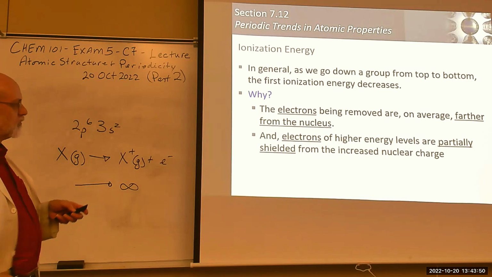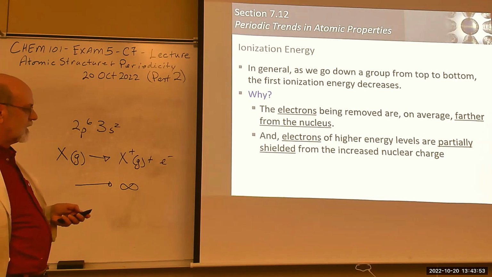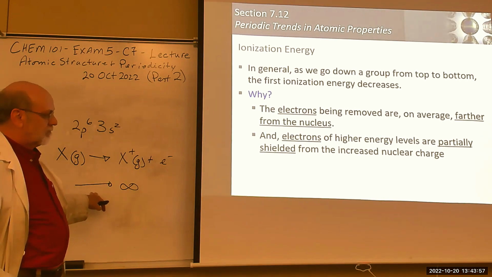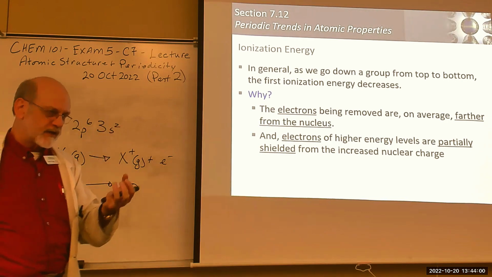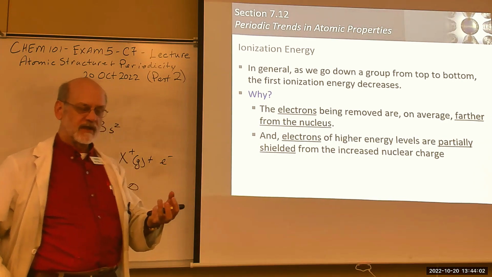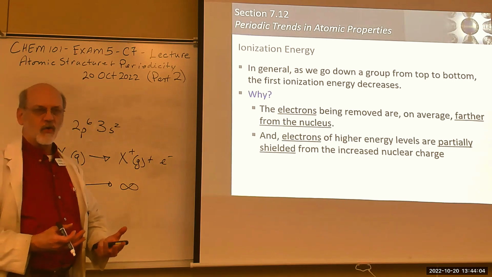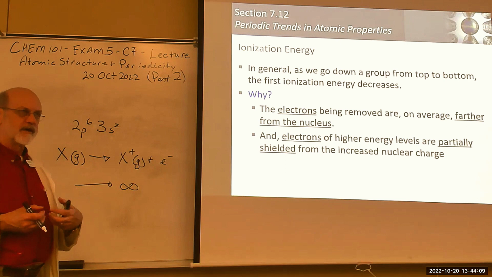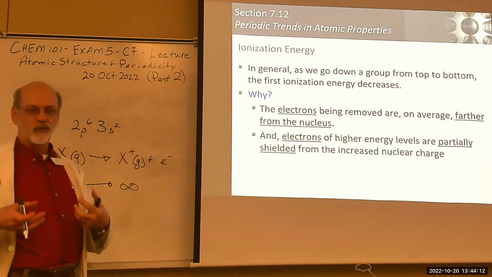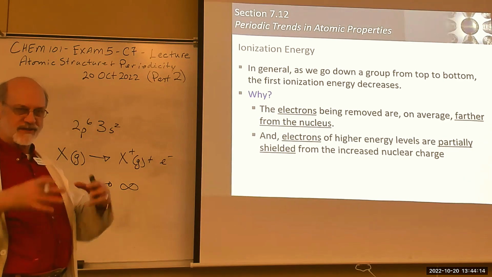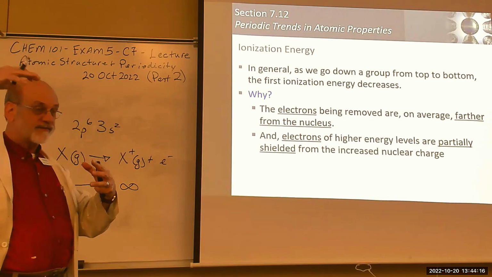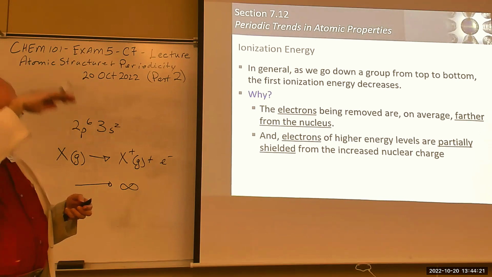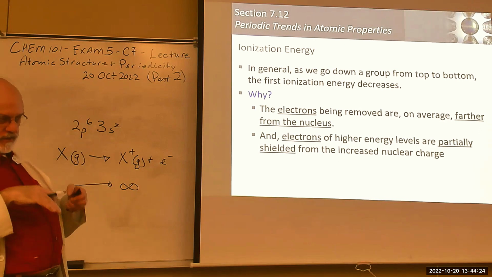So the electrons being removed are farther from the nucleus, and the energy that would normally be holding those electrons in by the protons is being shielded by the core electrons. The core electrons are sort of soaking up the attractive force of the protons in the nucleus. So these electrons out here are not feeling the pull quite as much. That makes them, as you move down the family, take less energy.